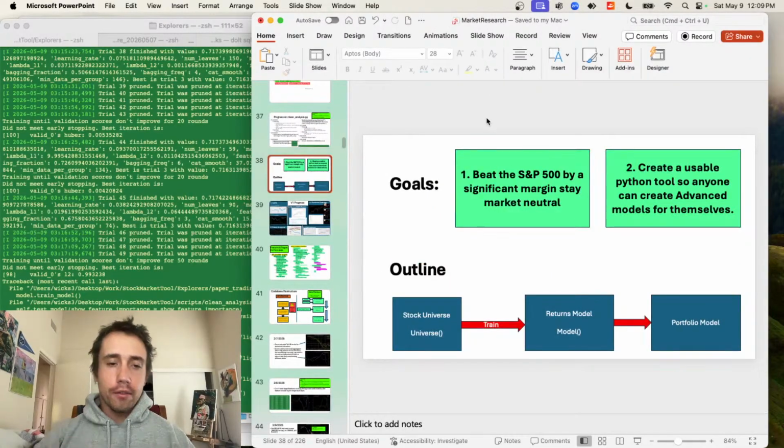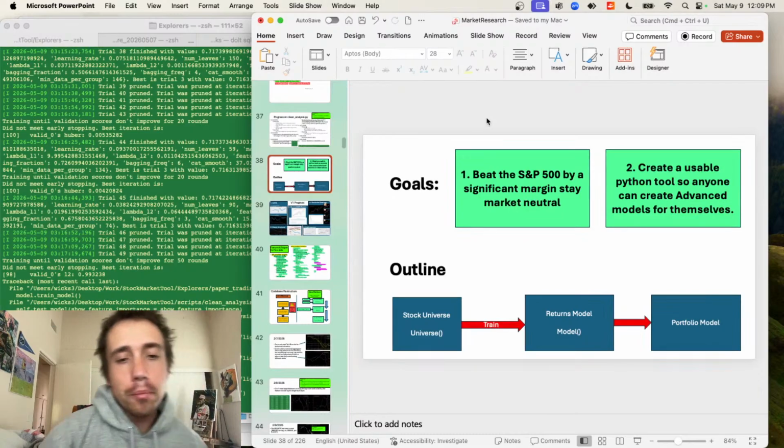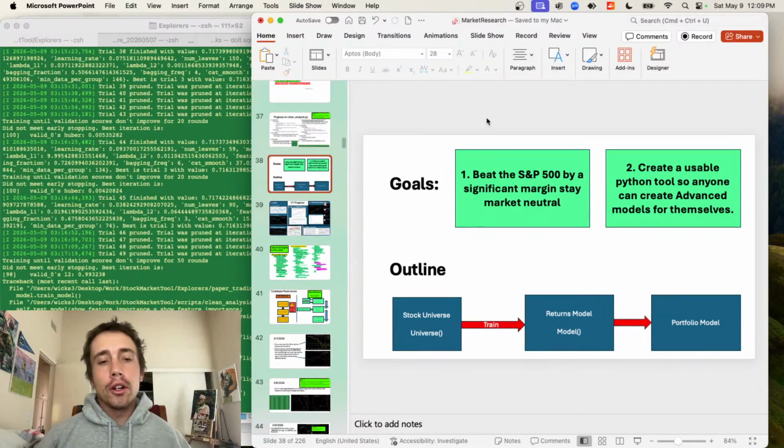I have two goals. My first goal is to beat the S&P 500 by a significant margin while staying market neutral. The S&P goes up on average 6% per year. I want to do 3 to 4 times better than that and return 18 to 24% per year. And the second thing is I want to stay market neutral. So this strategy shouldn't care about bull markets, bear markets. It's a long short strategy, so it should return 18 to 24% regardless of the market.